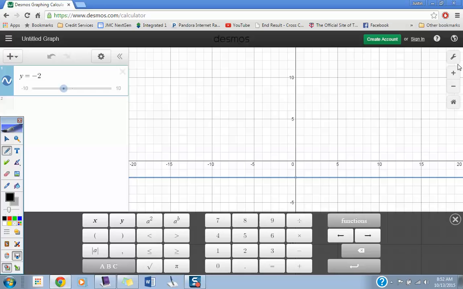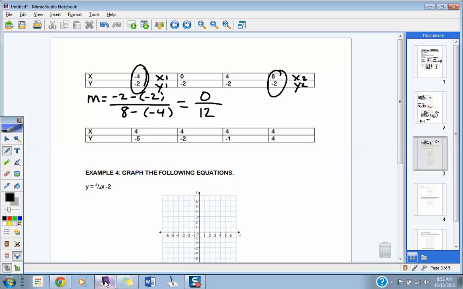What's the equation for this horizontal line then? Which axis does it cross? The y-axis at what value? -2. Now guys, this is just going to form a horizontal line. And when you form a horizontal line like we've indicated right here, the slope is 0 divided by 12, which means the slope is 0.